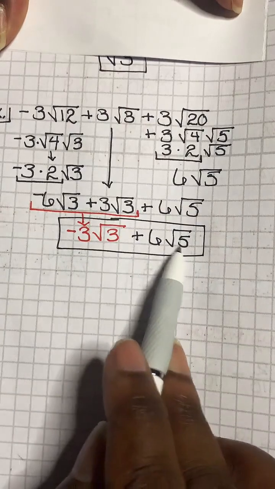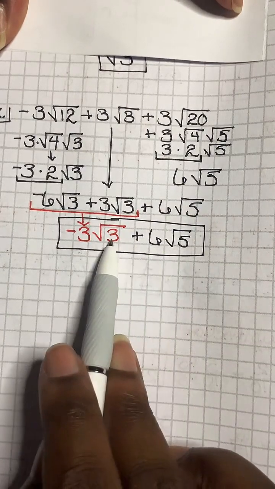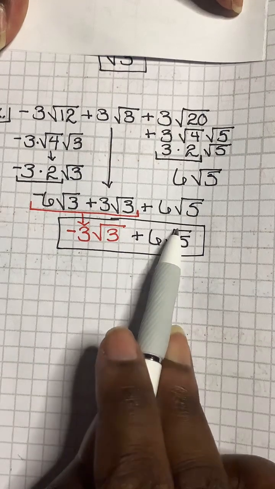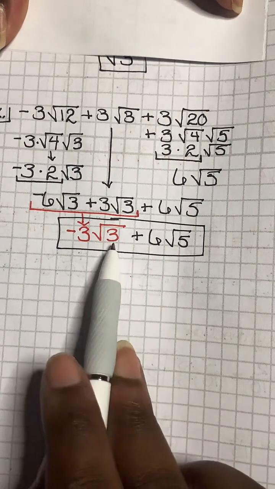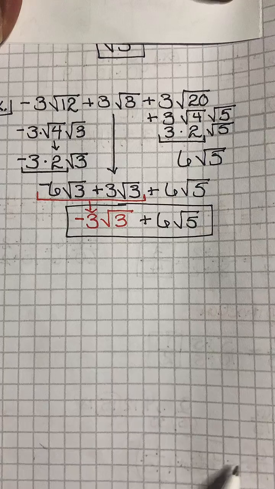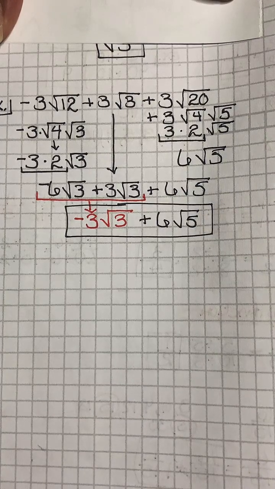I cannot combine these two because they don't have the same radicand. Remember, a radicand is what's underneath that radical square root sign. So if they're not exactly the same, I can't combine them. Okay, so negative 3 radical 3 plus 6 radical 5.